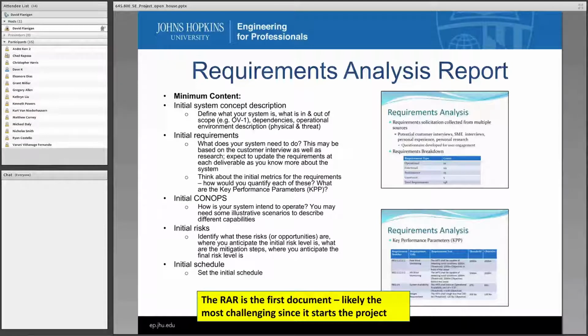You can just do this. Actually, we do this over Adobe Connect for the final presentation. So that's really the only difference in the section there.